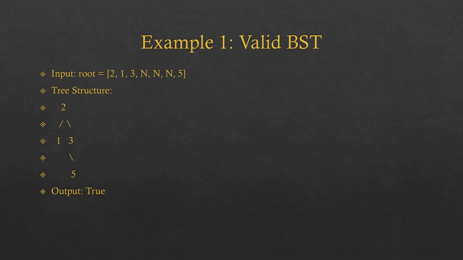Let's take an example. Consider a tree with nodes arranged as follows. The root is 2 with 1 as its left child and 3 as its right child. Additionally, 5 is the right child of 3. Since all nodes satisfy the BST conditions, the output is true, indicating that this is a valid BST.